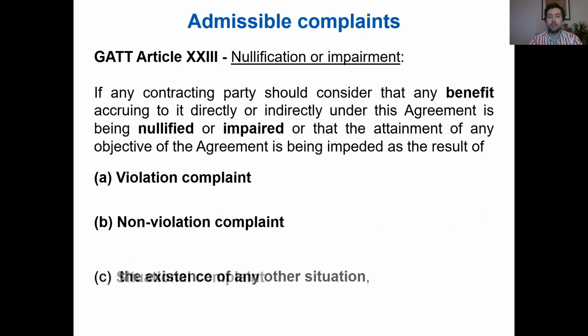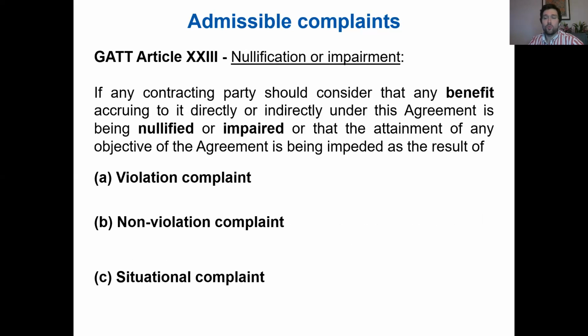And C, situational complaints. So those complaints which are violation complaints are straightforward and classic. We understand that it's a violation of, say, MFN, national treatment, it's the imposition of an import restriction or a quota, whatever.